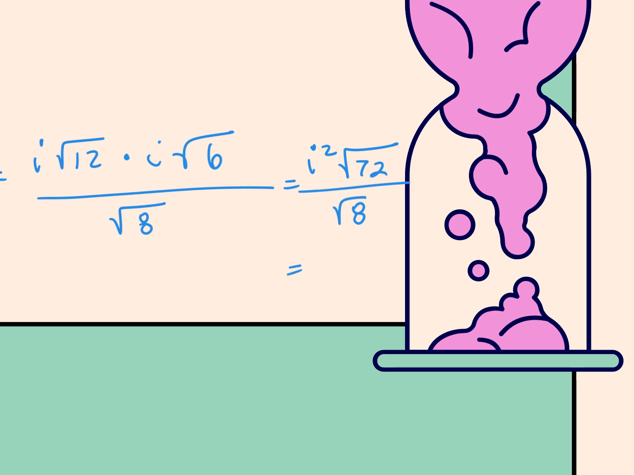So I'm going to simplify. i squared is -1. I have a square root divided by a square root. What is 72 divided by 8? Okay.